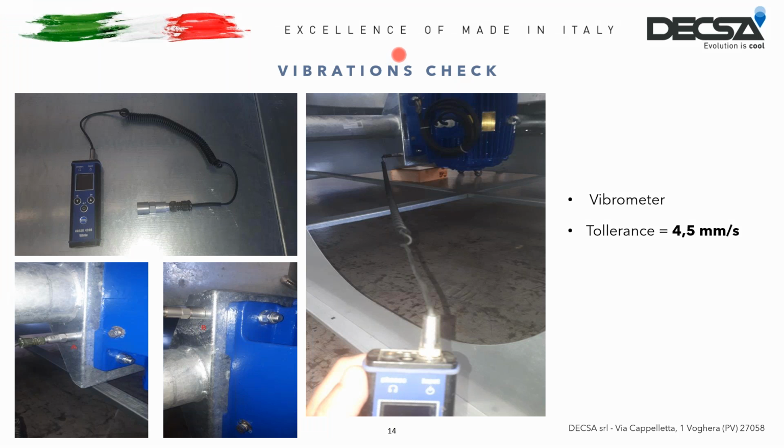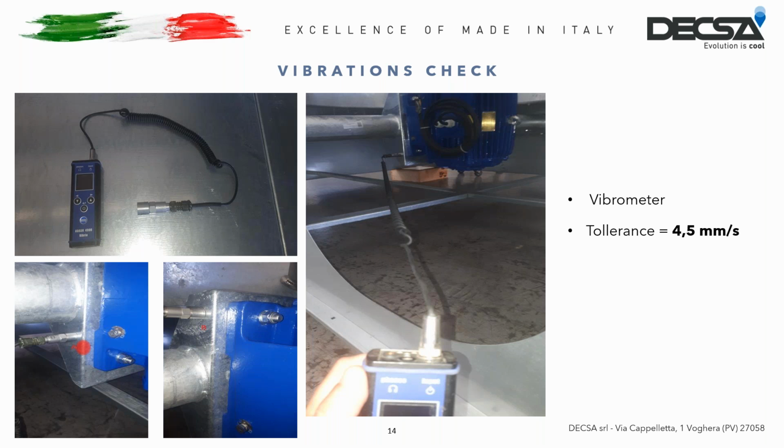Now, with the motor stopped, we can proceed to the control of the vibration by using the vibrometer. This is what we use. It's equipped with an extendable cable at the top of which there is a magnet, which must first be fixed in the low point. The low point of the support on which the motor is installed.